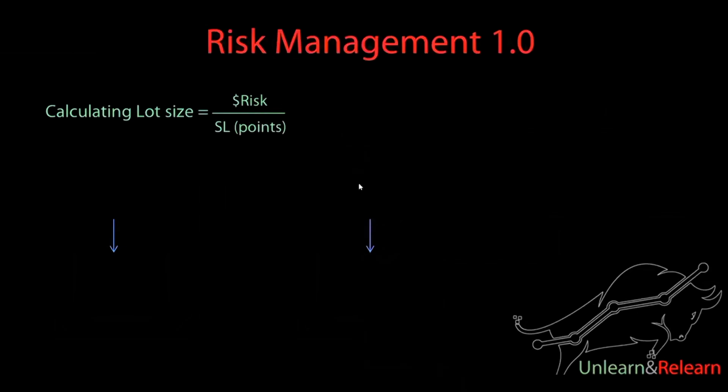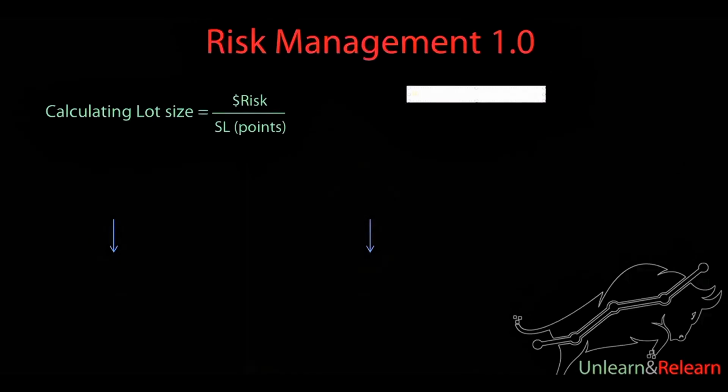So this is what we used in the start to calculate lot sizes. Let's say you have dollar risk. Let's say someone has a $1,000 account and they say, okay, I want to risk $50. When you calculate your stop loss, let's say it's 20 pips. You want to measure stop loss in points, so 20 pips is probably going to be 200 points.